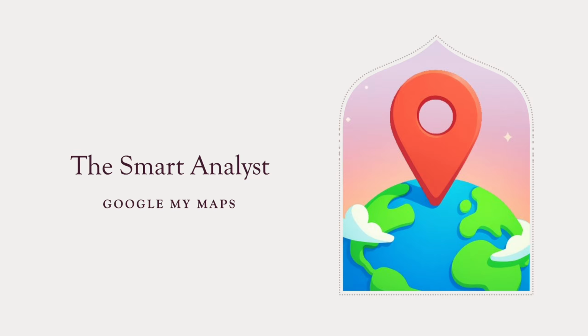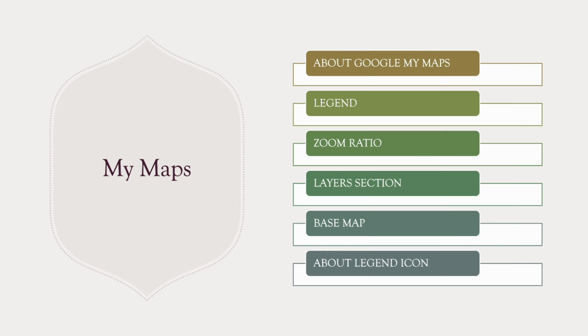So let's get started. Today's agenda about Google My Maps: I will explain the about section, and then we will move to the legend and zoom ratio of this section. There are other sections, which are layers, base map, and legend icon. Apart from this, I will explain editing and other things, and the basic difference between ArcGIS and Google My Maps.